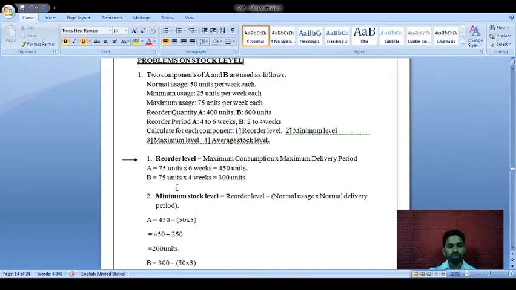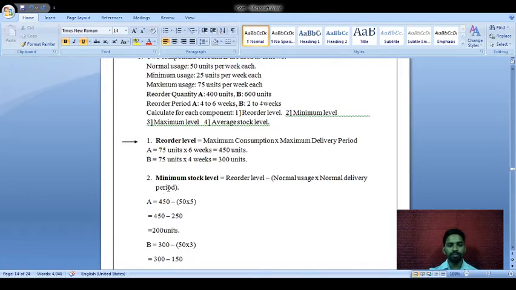Next, the minimum stock level. How to prepare it? The formula is: reorder level minus, in bracket, normal usage into normal delivery period. Keep in mind there are two components, component A and component B, so we have to prepare them separately.